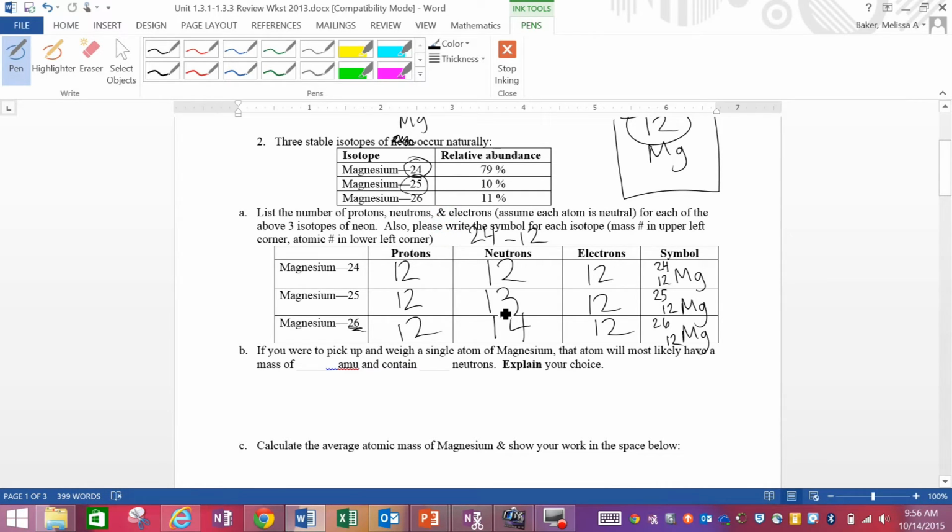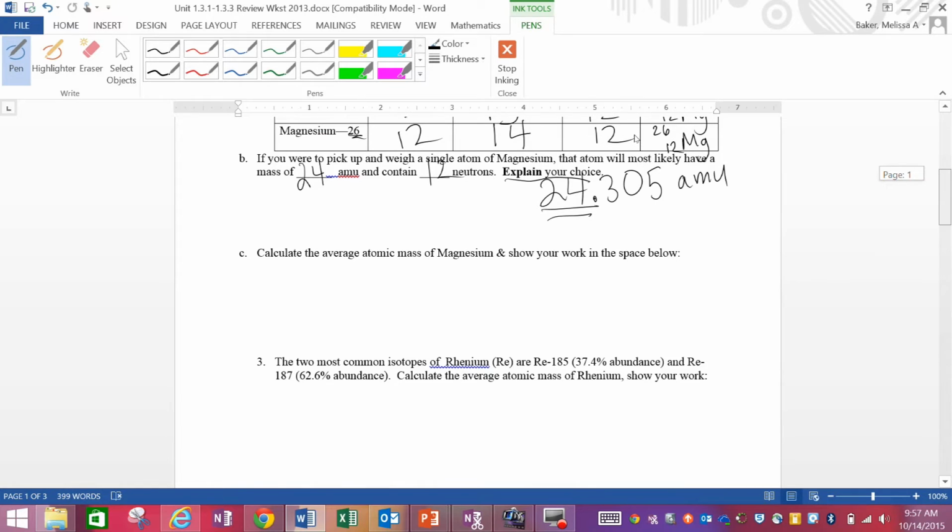If you were to pick up and weigh a single atom of magnesium, the atom would most likely have a mass of what? Well, look at their abundance. 79% of the time, it would weigh 24. How many neutrons does that magnesium 24 have? 12. Explain your choice. You could also explain by noticing that the average atomic mass of a magnesium atom is 24.305 AMU, which is closest to magnesium 24.